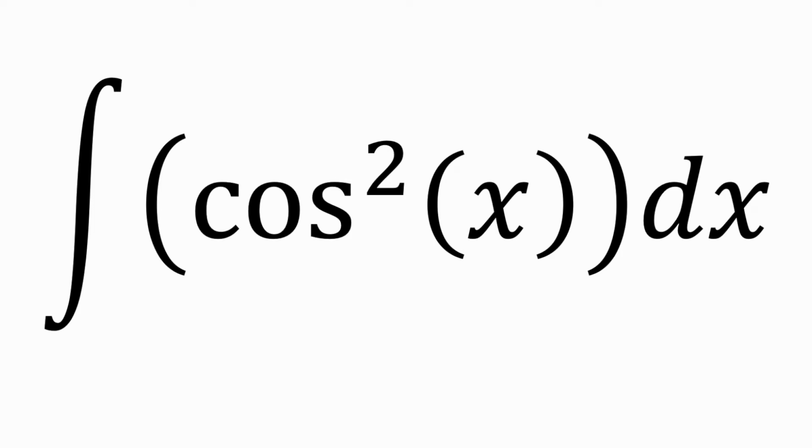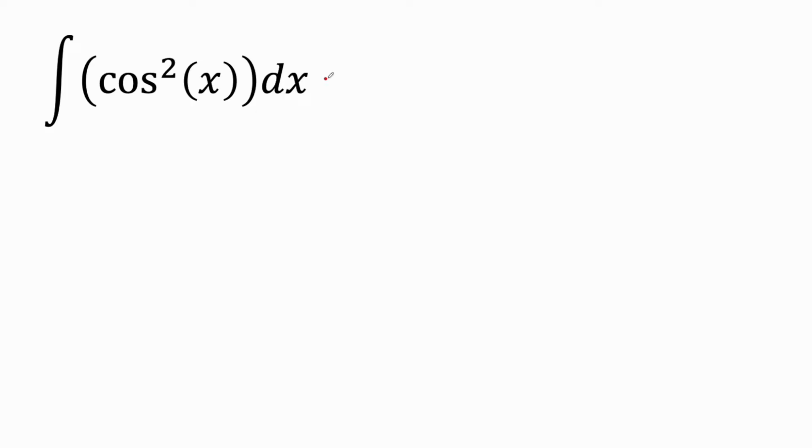Okay, in this video, we're going to solve this problem right here, and so let's begin. So what I'm going to do is rewrite. So I have the integral. I'm going to say I have cosine(x) times cosine(x) dx. And then I'm going to use integration by parts.